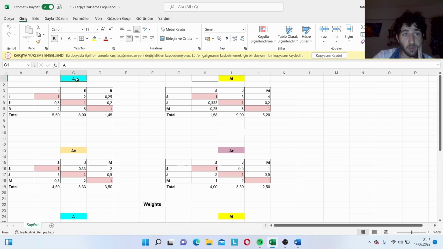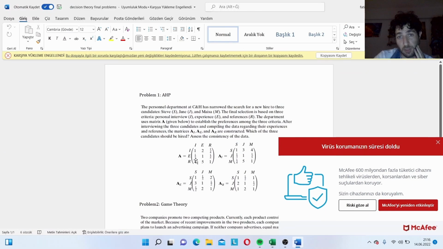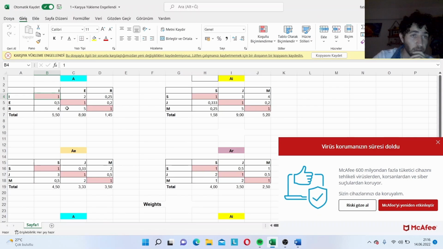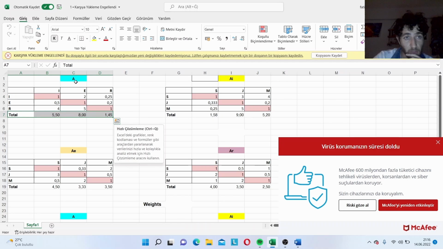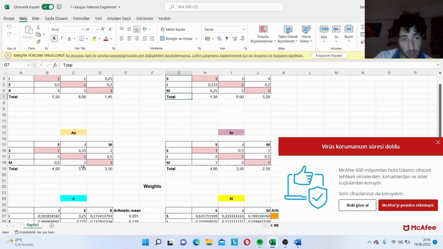For criteria, you see the experiences, references and personal interview situations. You see the numbers from the questions, all the values the same, and there is a total value here for this table, and the same process for the other tables.